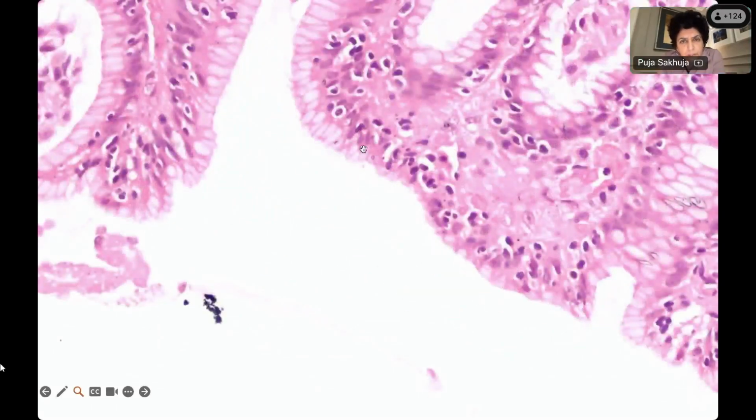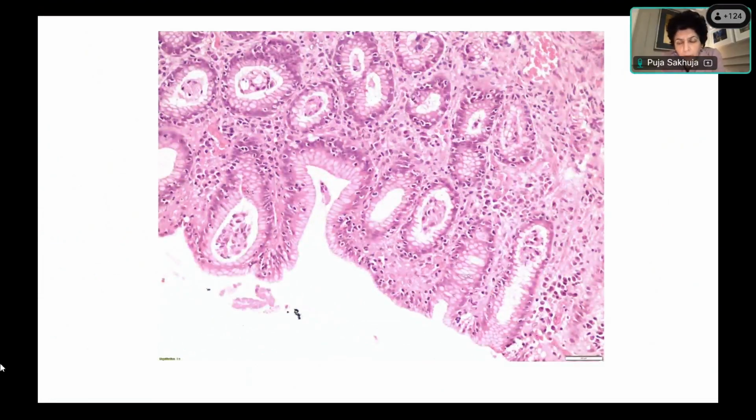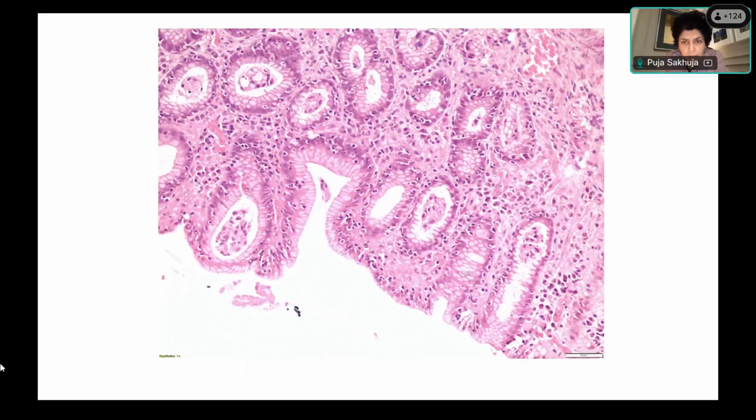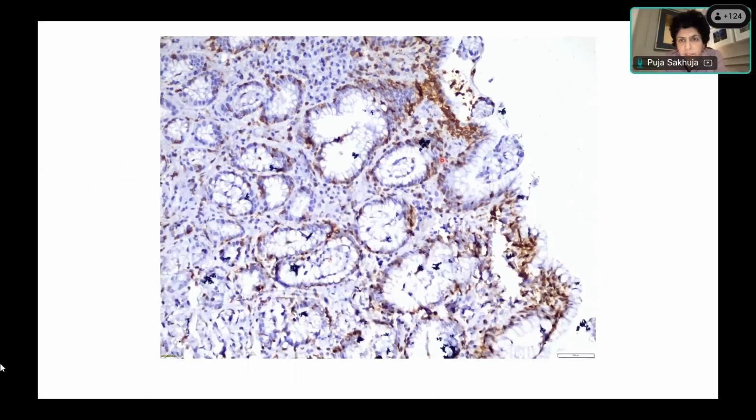Okay, these are just some extra slides. Yes, ma'am. There are a lot of lymphocytes in the epithelium. You can sit and count them, but there are lots. And then we did a CD3 stain, which is also identifying all these intraepithelial lymphocytes as T cells, right? Yes, ma'am. Okay, so what is your diagnosis then?